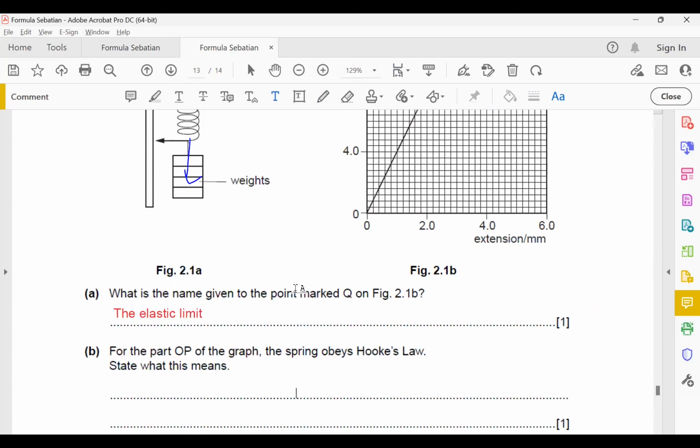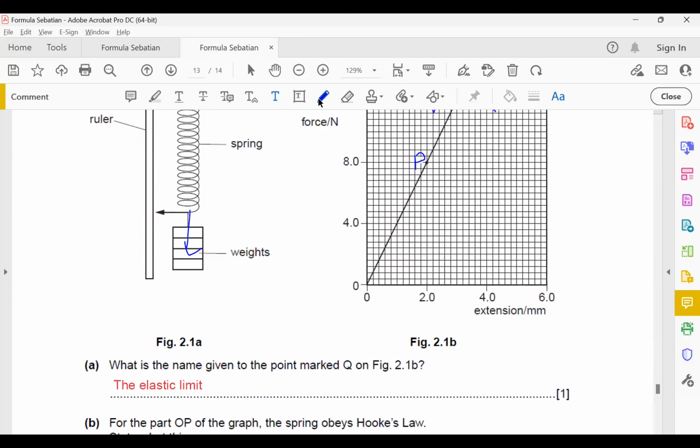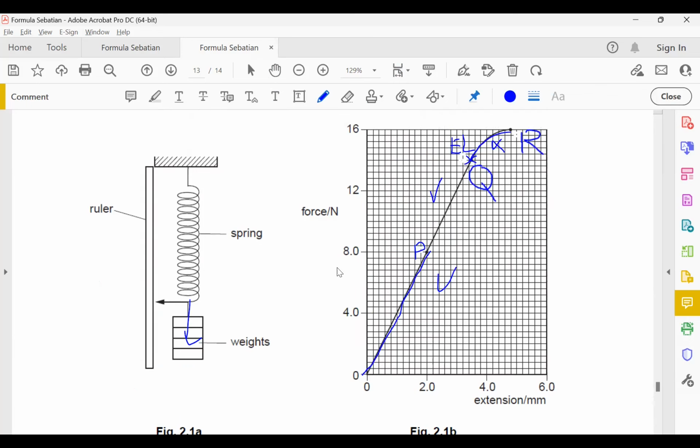Then after that, they say that for part OP of the graph, the spring obeys Hooke's law. State what this means. From O to P, it obeys Hooke's law. Whenever we talk about Hooke's law, I told you before, we can actually describe it using the graph itself. Do you still remember how to describe Hooke's law? The force will be directly proportional as long as it hasn't reached its elastic limit. Directly proportional to what?